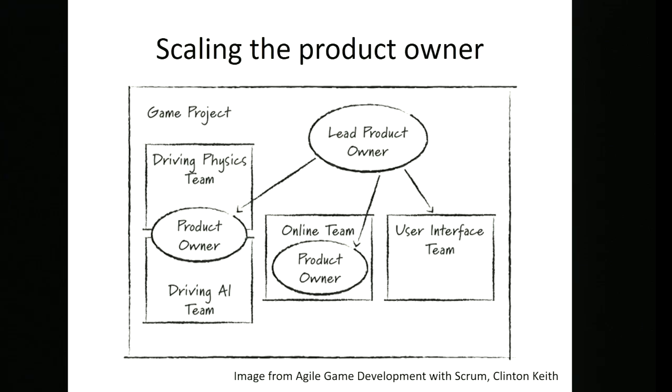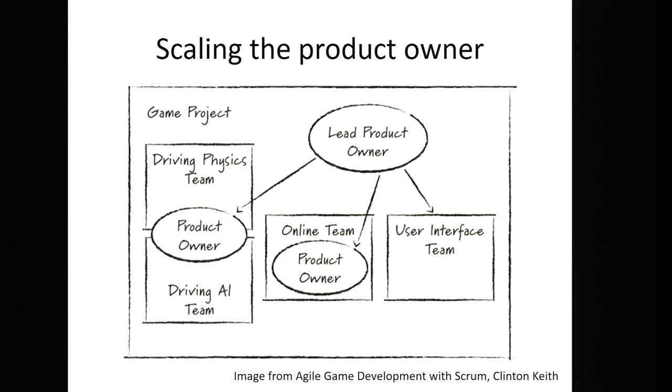So what does scaling the product owner look like? Well, I've just mentioned that you might have, in something like Office, multiple people looking after different parts of it. This is an example from Agile game development with Scrum. And he's suggesting there that this is one way you might do it. You might have a product owner that looks after the driving physics and the driving AI team. That might seem fairly sensible to have a single product owner for 2 driving teams.